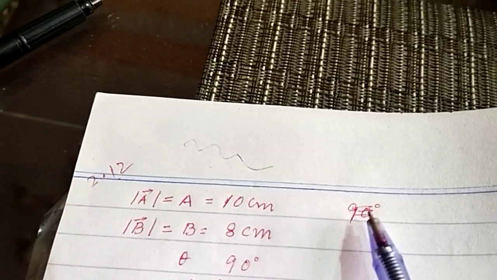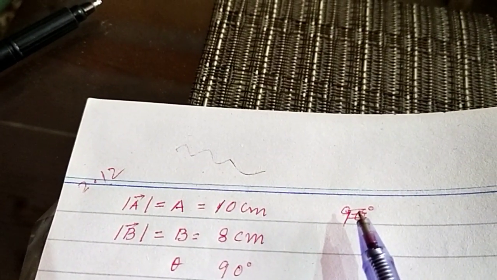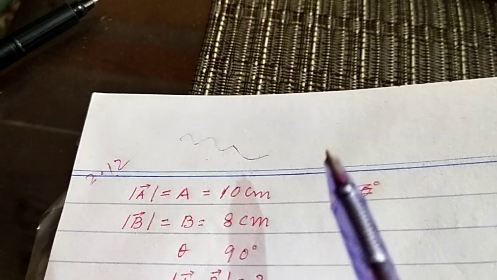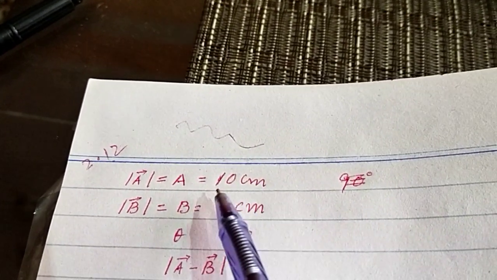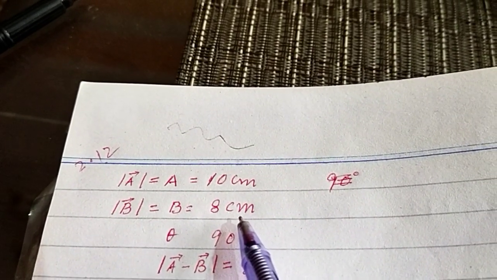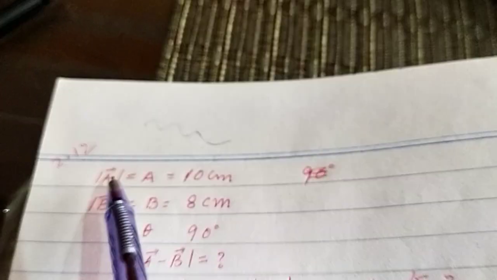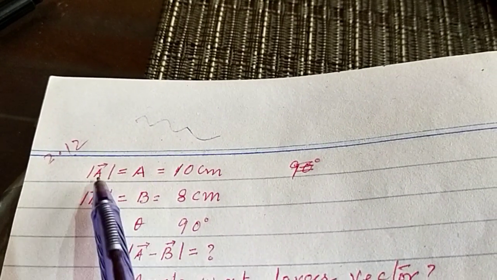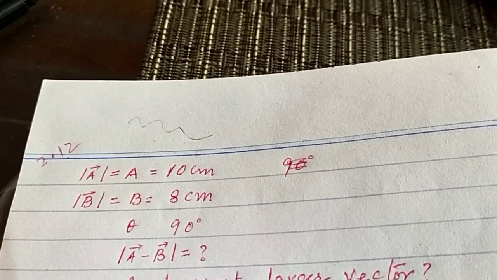It is a question from chapter 2, question number 12. You have two vectors of magnitudes 10 centimeter and 8 centimeter. You can write its value like this and this. Both are the presentation of magnitude.